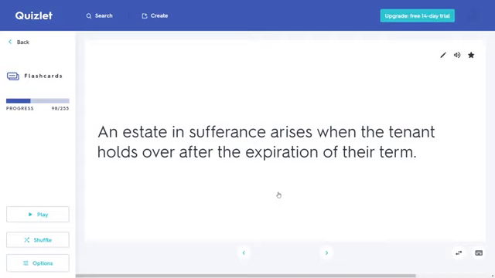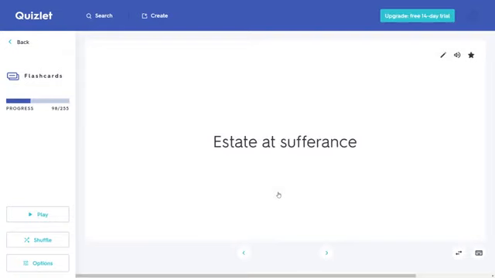Well, actually, there's a couple ways this could be. So, an estate at sufferance could be that their lease ended and they're just staying there rent free, or it could mean that they are staying there, they're still paying, but they don't have a lease. But either way, it's a bad thing, because you want to have a lease. You want these people to be paying month to month legally. You don't want an estate at sufferance. It's always a bad thing. So again, remember estate at sufferance, suffering, suffer. That's how I remember that one.